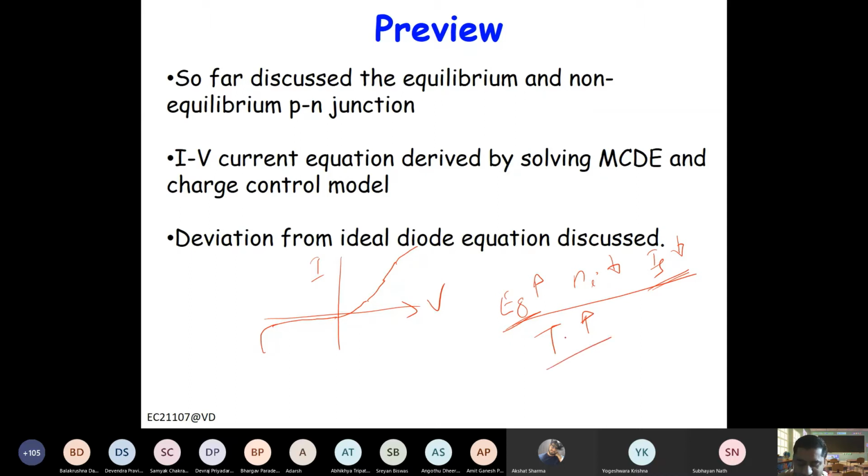But what will be the disadvantage? If you increase the band gap, what about VBI? VBI is kT by q log NA ND by Ni square, right? So what will happen to VBI? It will increase or decrease? If you increase the band gap, the built-in potential will increase or decrease? Increase, very good, because Ni will decrease.